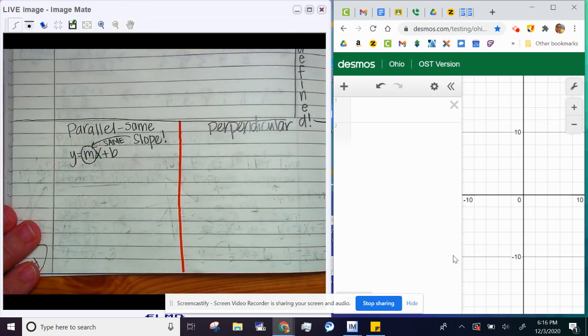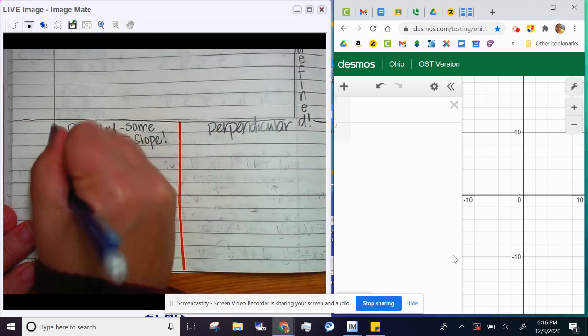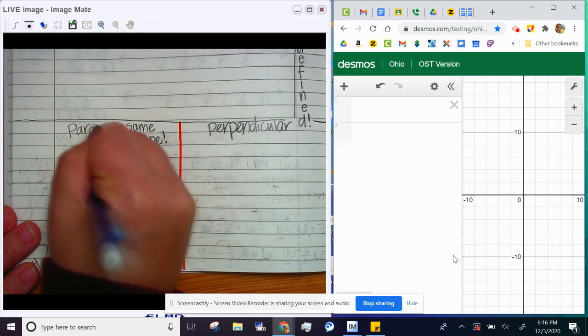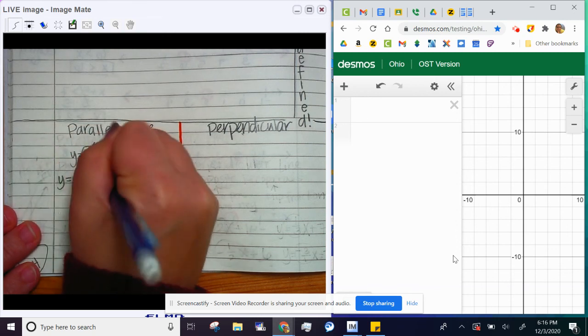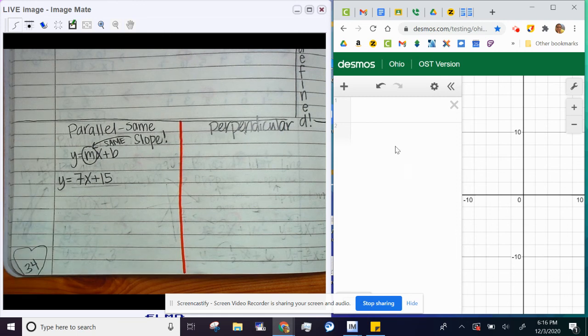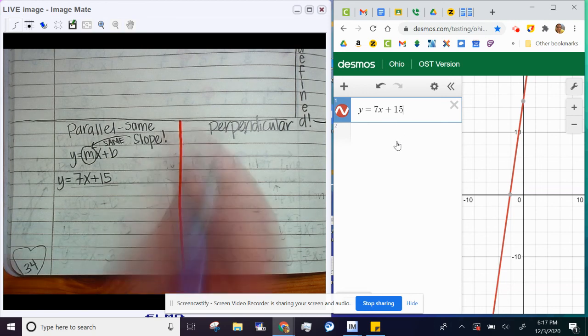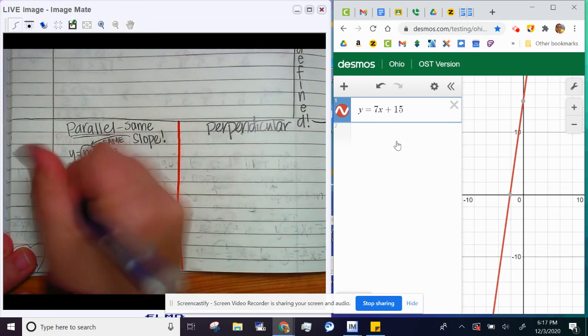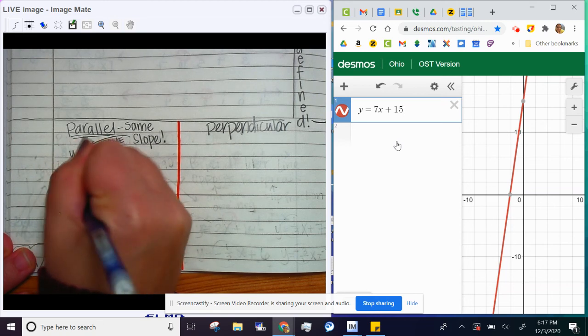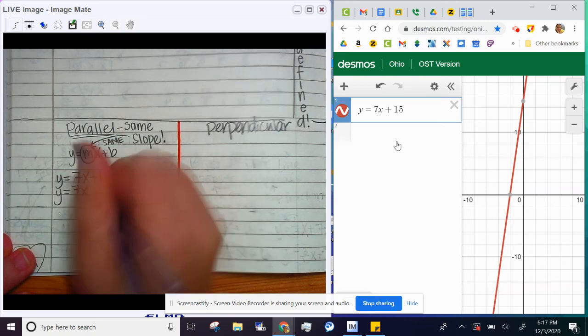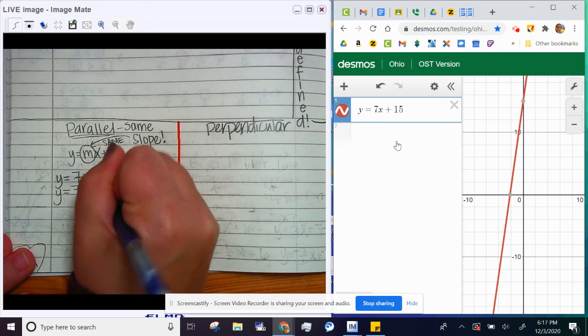Okay, so let's talk about some. My favorite number is 7. So if I had 7x plus 15, let's put that into Desmos. There's my slope. It is positive because it's going up. If I were to write my name on it, it would be going up. And if I wanted a parallel line to it, I would want another 7 because they're the same slope, and it doesn't even matter what the b is. So I could put 3 here.